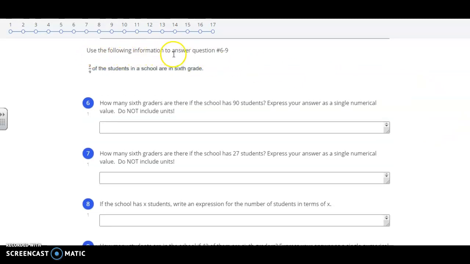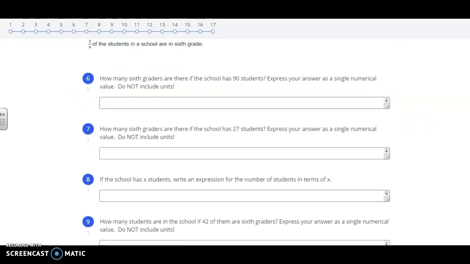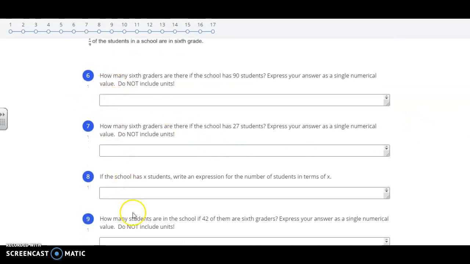Use the following information to answer questions number 6 through 9. 2/9 of the students in a school are in 6th grade. And we are going to use that information for these 4 problems.